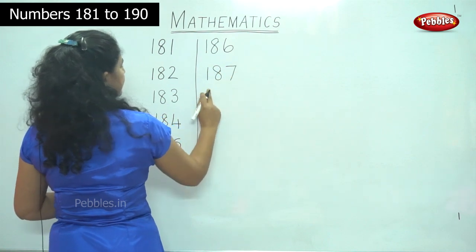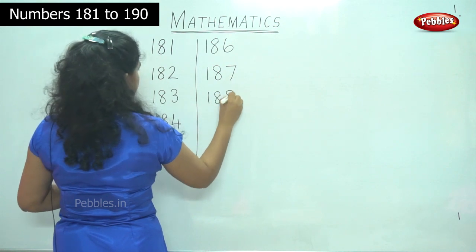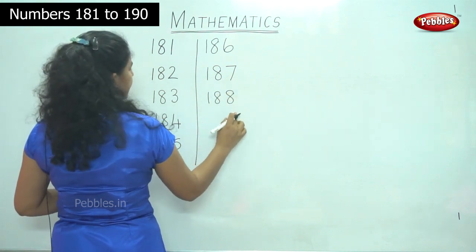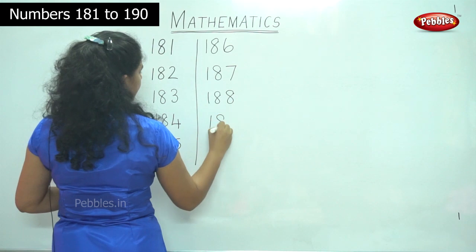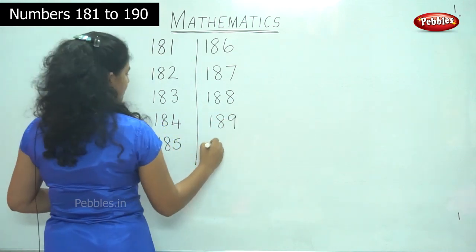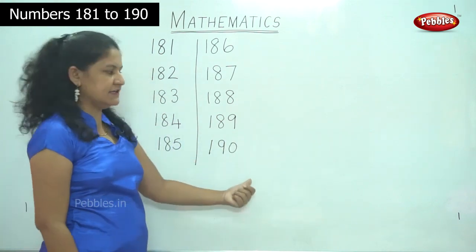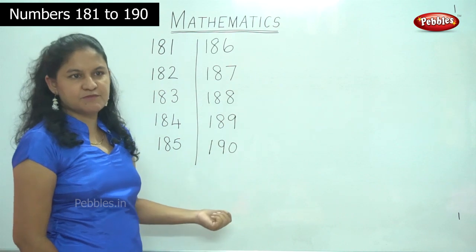187. 188. 189 and 190. So shall we repeat the numbers once more?